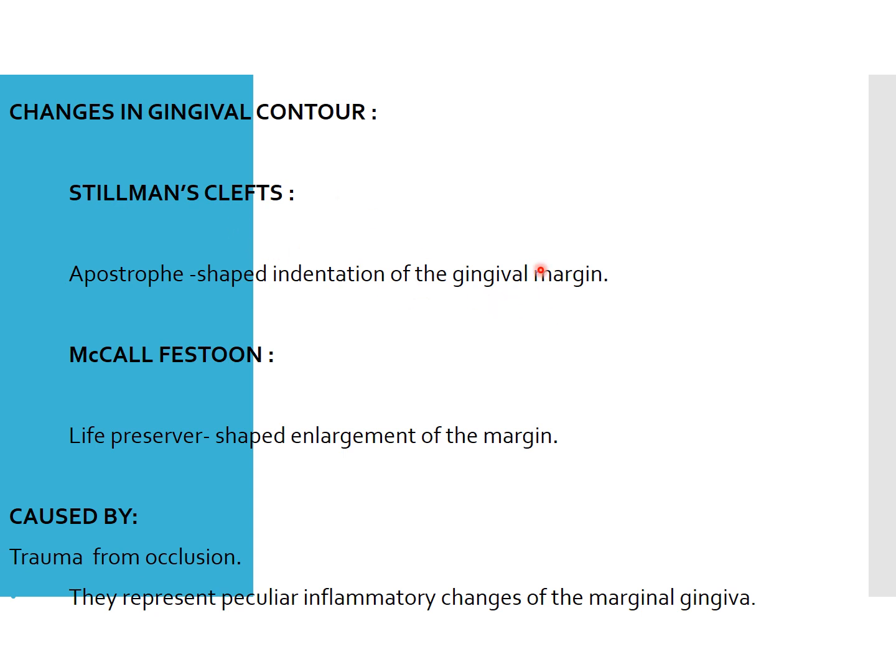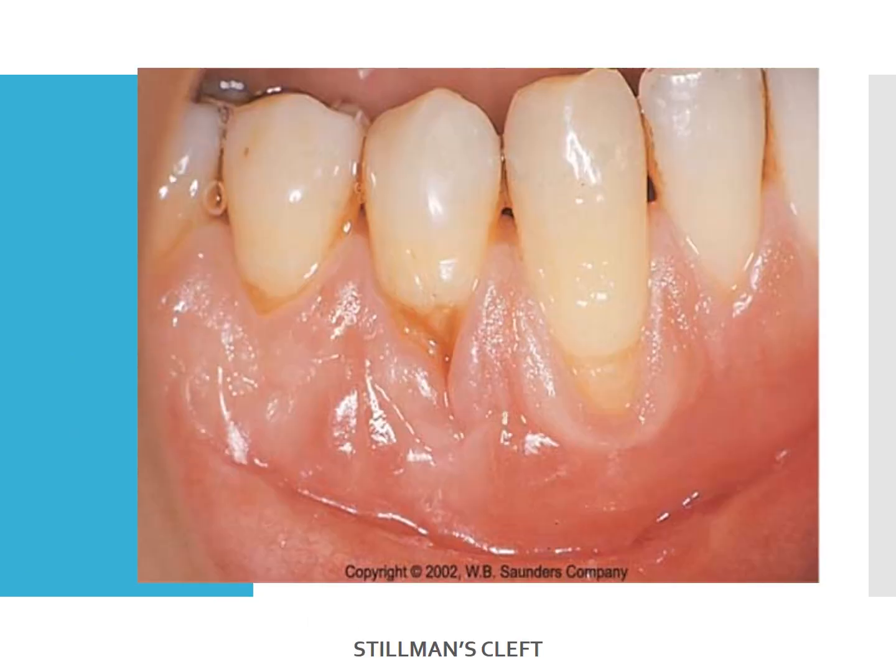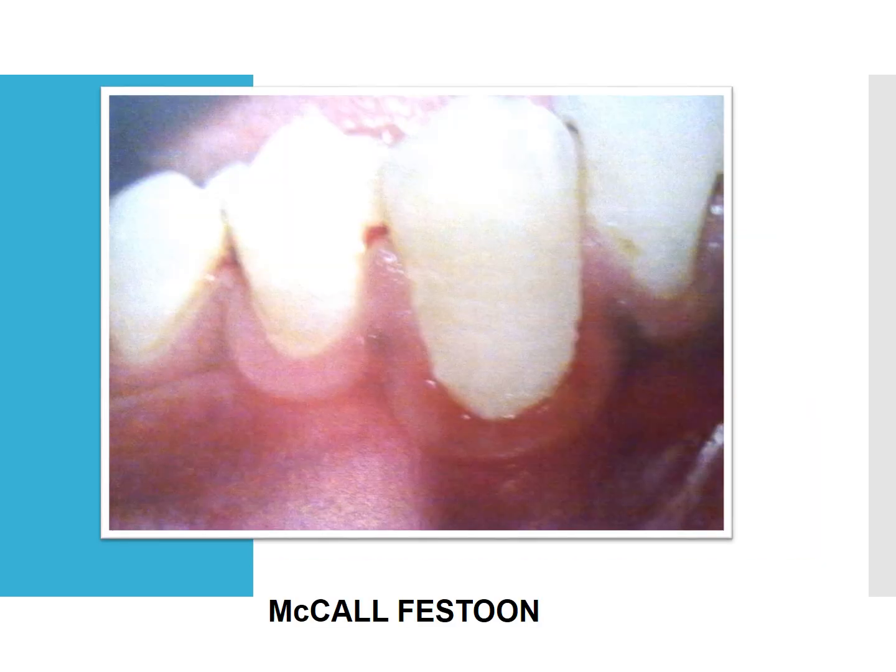I will show you the pictures later. And McCall's festoon is a lifesaver-like bulge, an enlargement of the margin. So there is McCall's festoon. This is mainly due to trauma from occlusion, though they represent peculiar inflammatory changes of the margin. So as we said, this is the apostrophe-shaped gingival margin, called Stillman's cleft. And you can see this bulge, called the lifesaver bulge, which is McCall's festoon. It is seen in cases of trauma from occlusion.